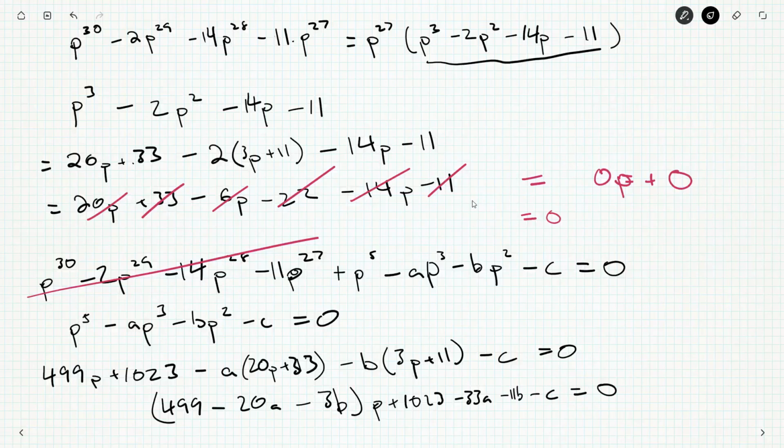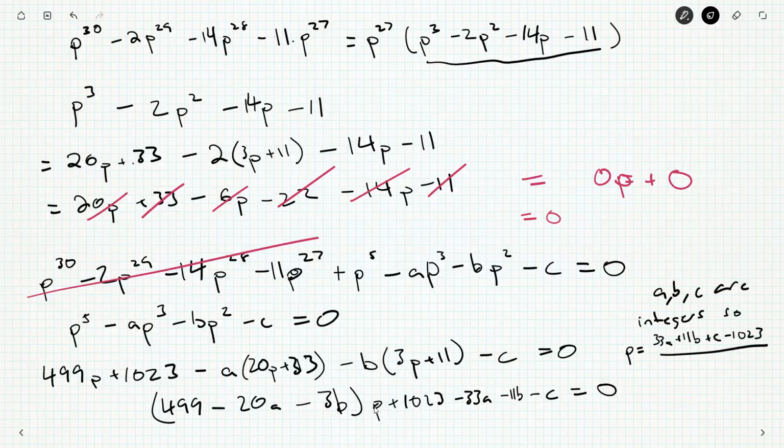Now, for this to be the case, p is a quadratic, so a, b, and c are integers. So we get integer times p minus integer times integer times p minus integer. So if I rearrange this, if they're not 0, we can rearrange and say p is 33a plus 11b plus c minus 1023 over 499 minus 20a minus 3b, and that would be rational.